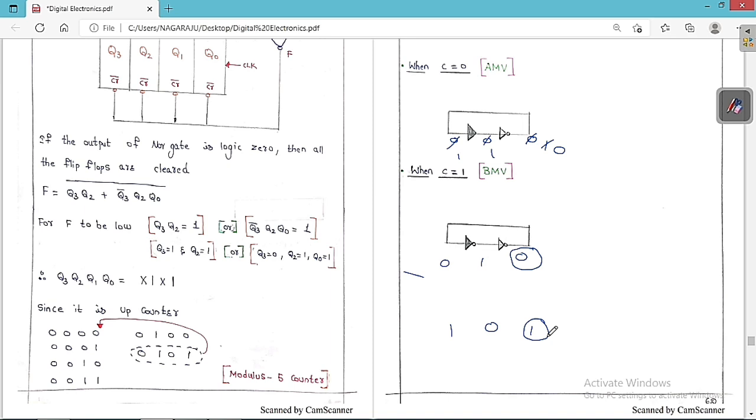So you have two stable states. That is the reason it is called the bistable multivibrator, because it has two stable states. But in the other circuit there is not even any stable state, so because of this reason it is called the unstable multivibrator. But here you can get two stable states, so it is called a bistable multivibrator.